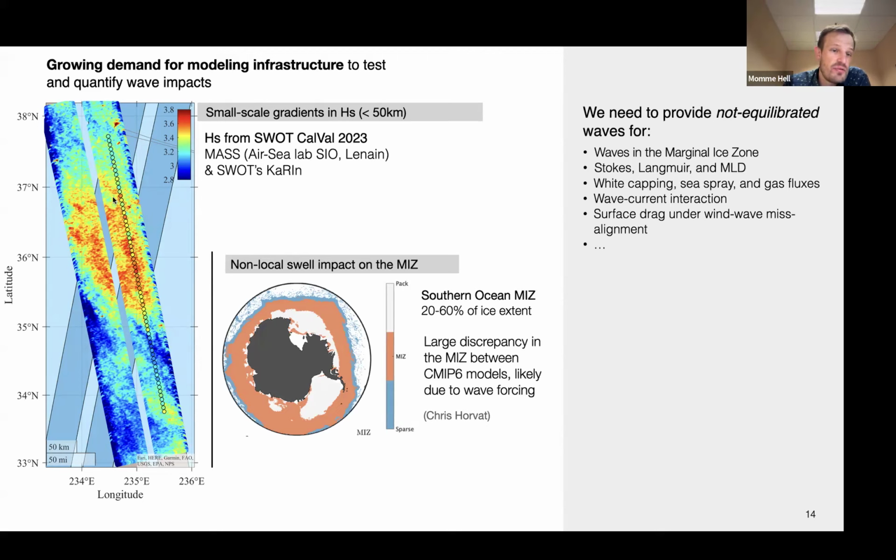So these are a few tens of kilometers, and that's something which we haven't observed before, only in isolated incidents. But we now have mass observations of these small scale gradients in HS that are definitely coupled to the currents.